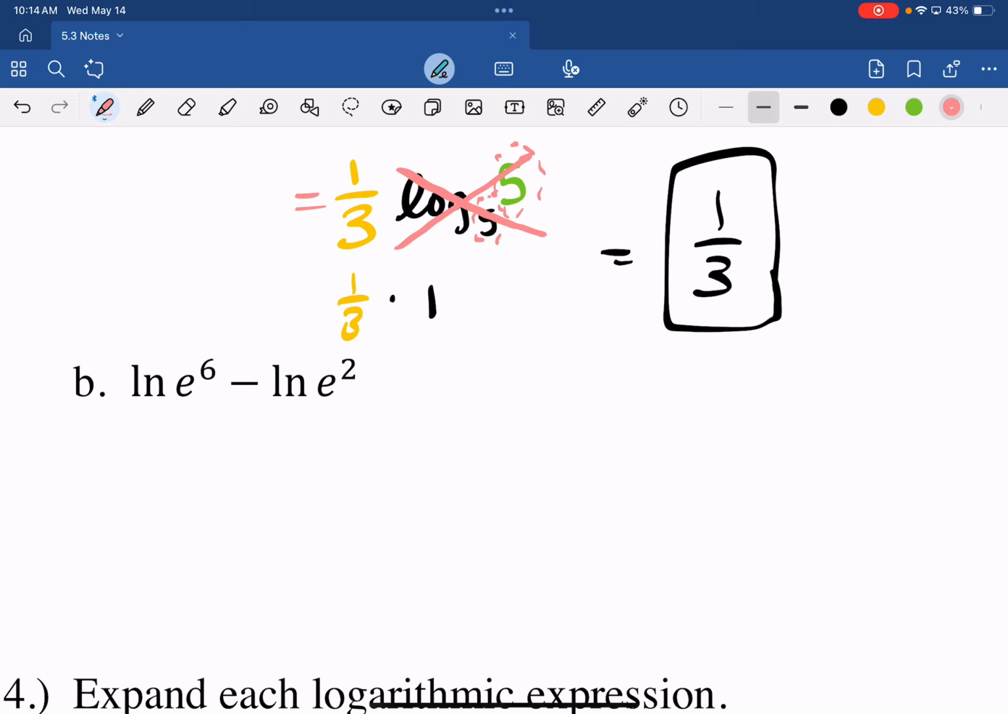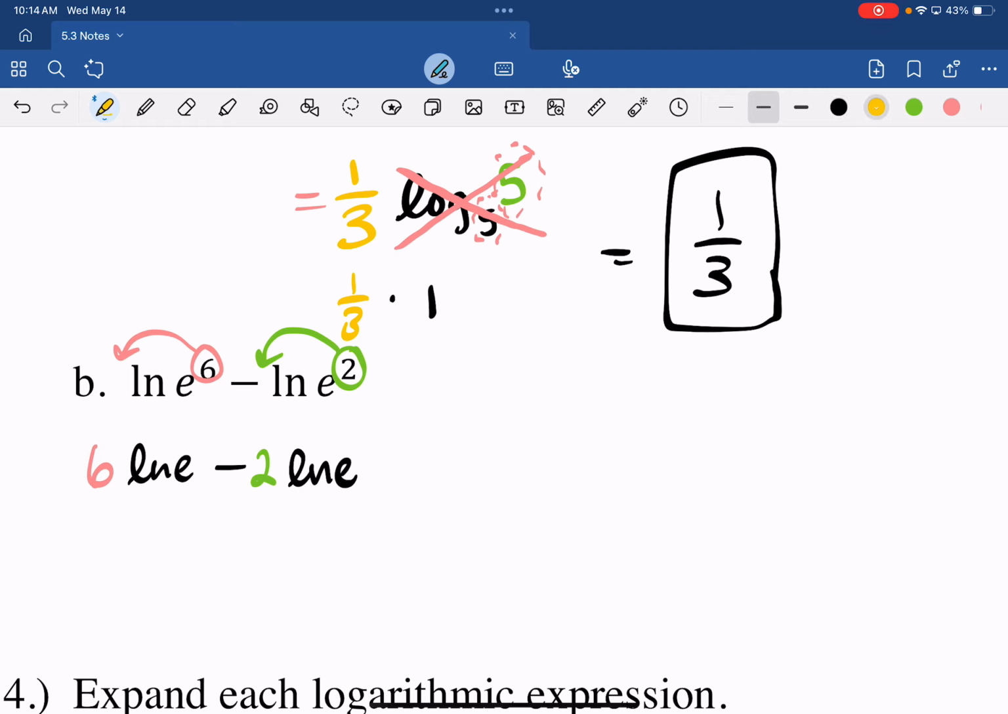So let's rewrite this one first using our new properties. How could I rewrite these using the properties we talked about today? The power one. So I'm going to move my 6 to the front. So I have 6 ln of e minus 2 ln of e. Okay, so that's just what we did today.